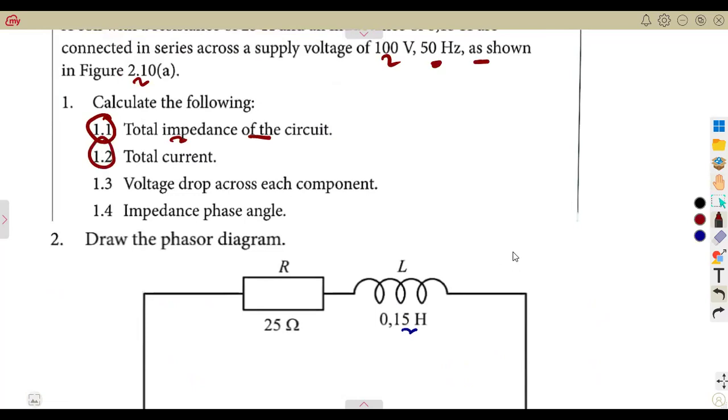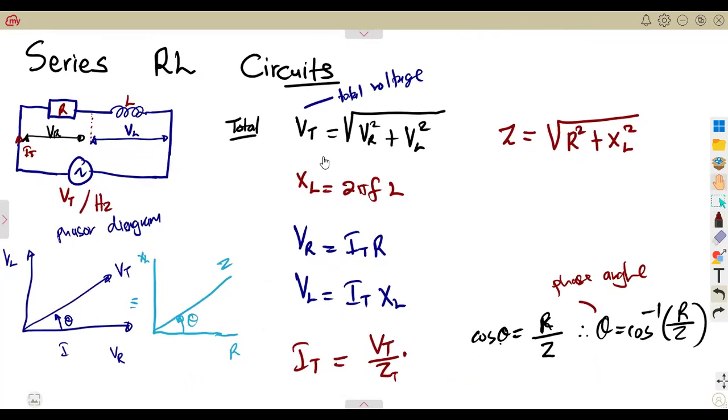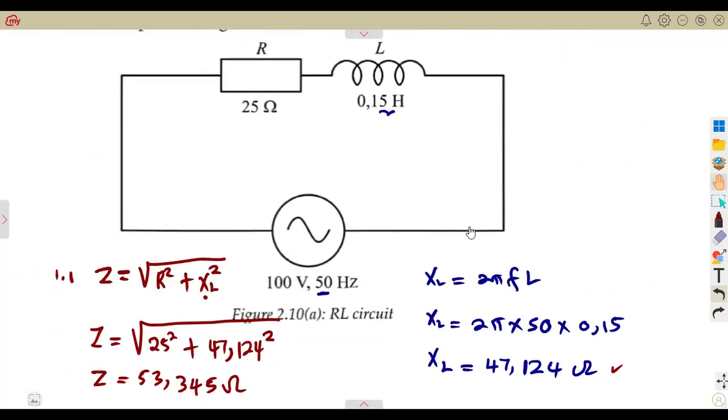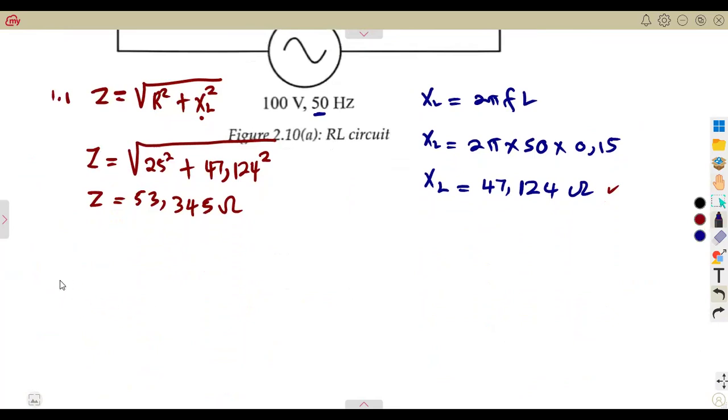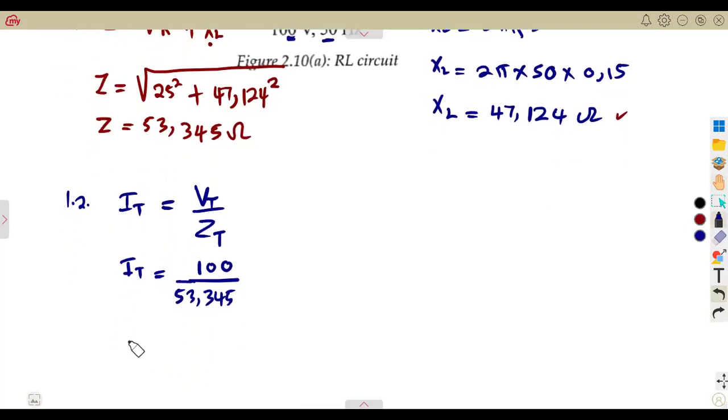Then the total current of the circuit: we can obtain our total current if we've got the total voltage and total impedance. We have got everything in that case. So that's 1.2, I mean the total current. The total current is just going to be total voltage over total impedance, which is the Z that we got from our calculations. The voltage is 100 and the total impedance is 53.345. If you divide, that gives you 1.875 amps as the total current of the whole circuit.